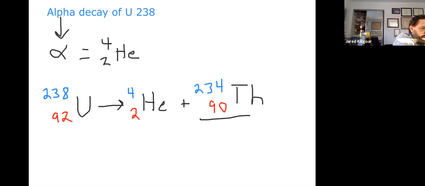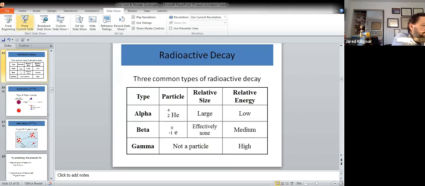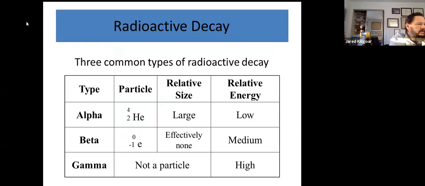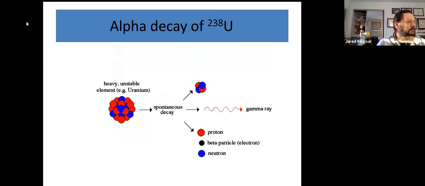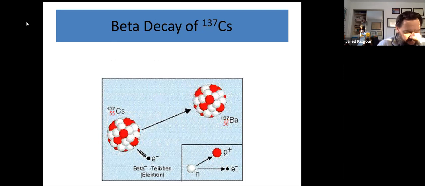All right. So the next example is an example of a beta decay. That was our example of an alpha decay. Sometimes you'll see the helium nucleus written as alpha, but I won't do that. I will always write it as helium 4-2. Now the beta decay, here we have an example of beta decay of cesium-137.